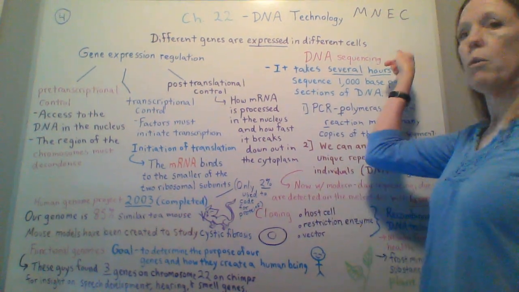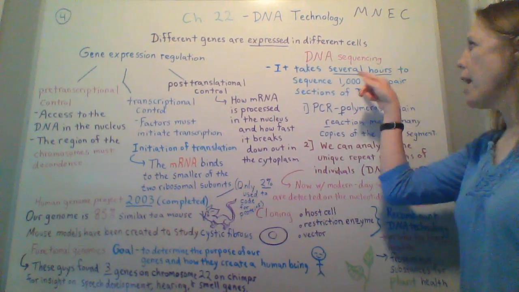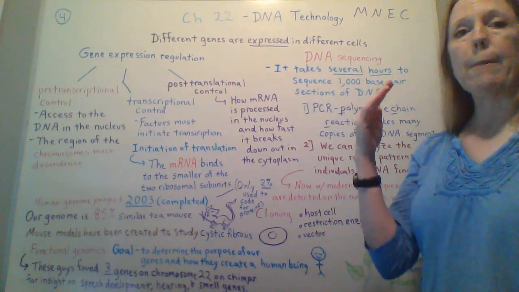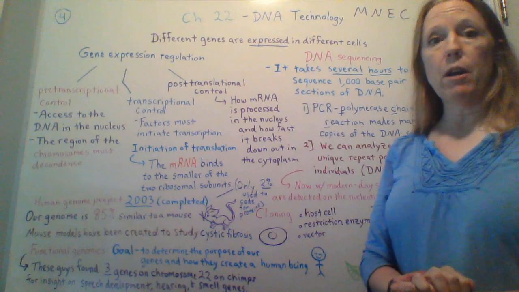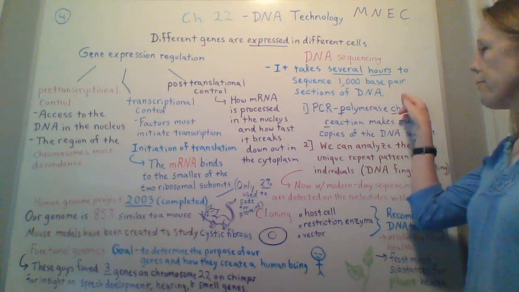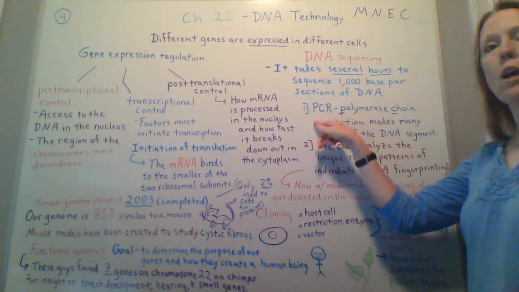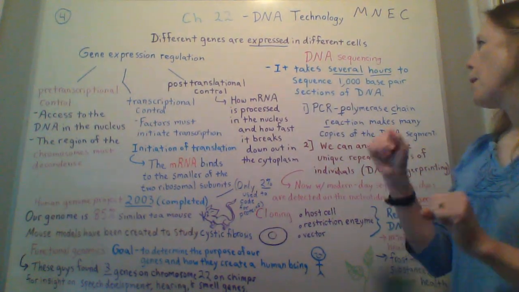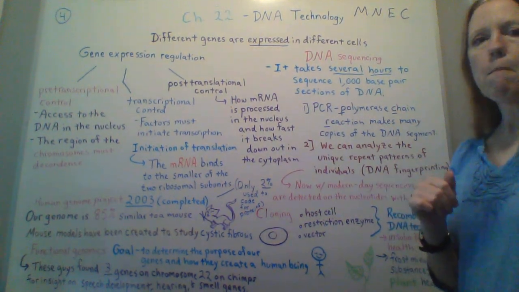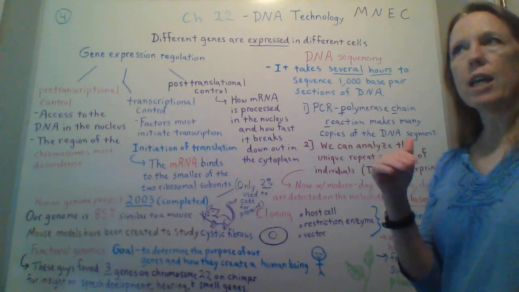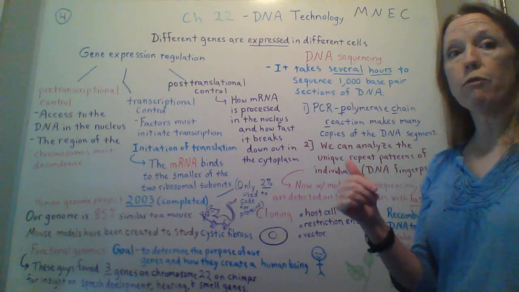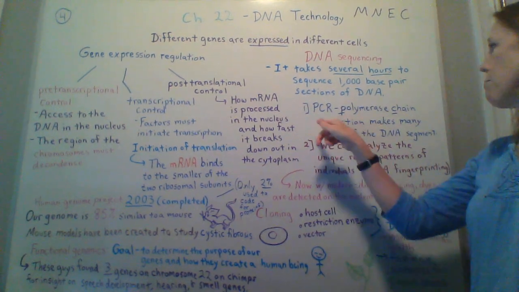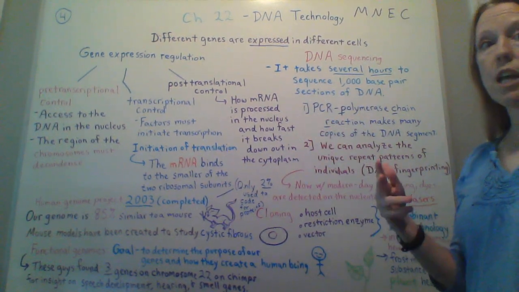Okay, DNA sequencing is how we learn about DNA, and it takes several hours to sequence 1,000 base pairs of DNA sections. And how do we do that? We use PCR, which stands for polymerase chain reaction. To do that, we take Taq polymerase, which we borrowed from an extreme archaea, and because of that, we can make many copies of the DNA to be sequenced.